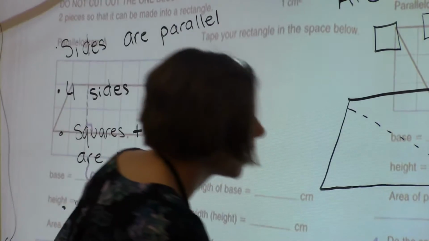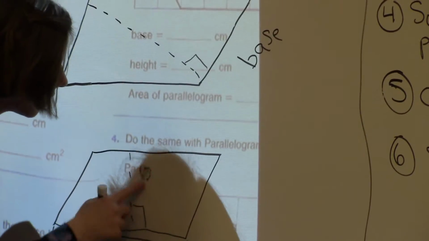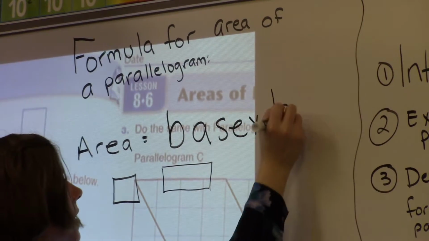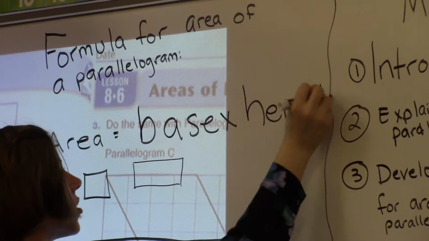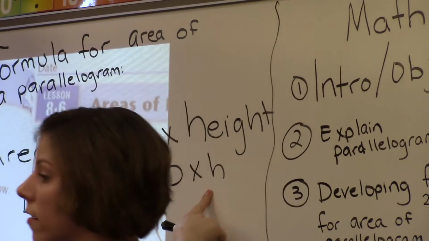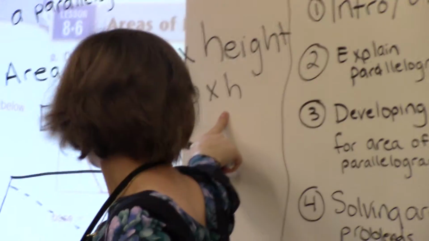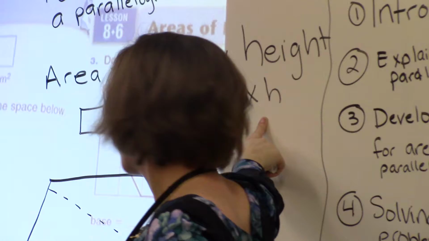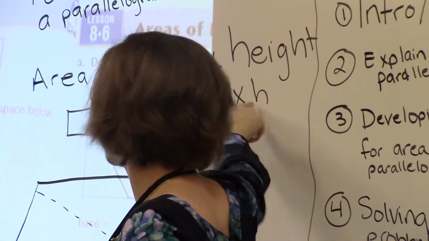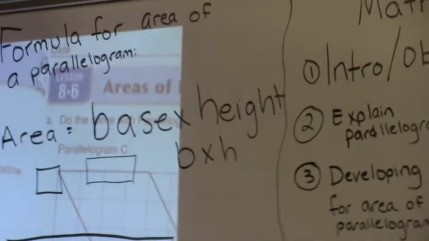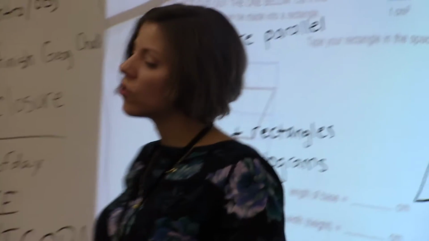Now, the way we figure out the area of a parallelogram is, with rectangles we multiply the base times the height. For here, again, we are multiplying the base times height. You can also just say B times H. So, knowing that my formula is my base times my height, and with this parallelogram, my base is 6 centimeters, my height is 2 centimeters.